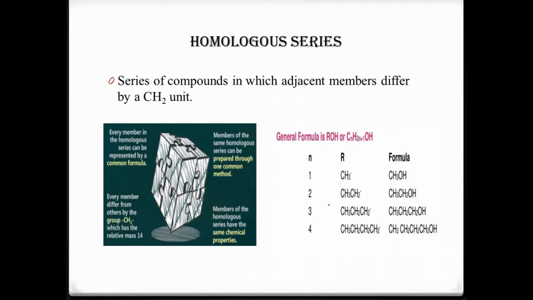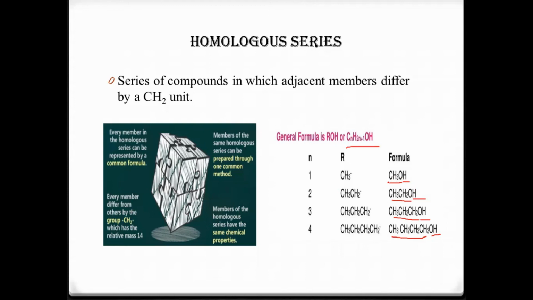Here is an example, the alcohols. All of them have the OH group that shows that they are alcohols, and this chain is considered the alkyl group. Here we see that all of them differ by CH2 units. Here there is no CH2 unit, here it is 1, here 2, and here 3. So these are homologues of each other, and this is the homologous series of alcohols. They have the same common formula like this. They have different CH2 units as shown here. They are all prepared from the same common method, and they have the same chemical properties because they have the same functional group.